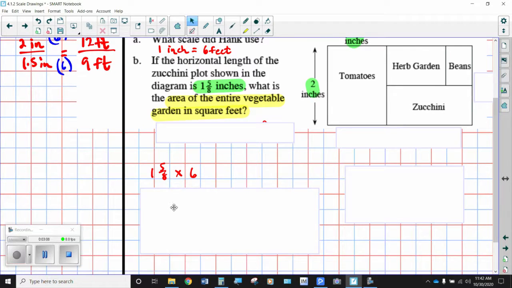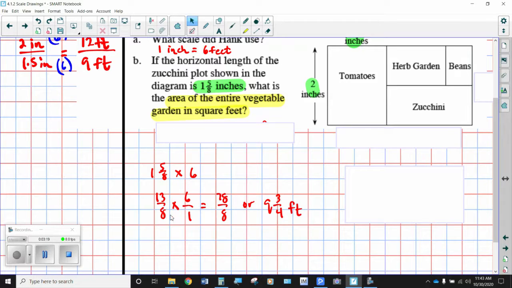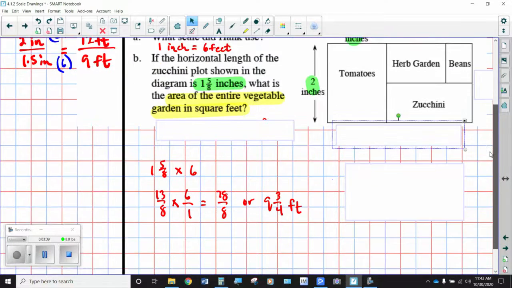You could use a calculator, or we could do our fraction operations. When you multiply 6 times 1 5/8, you're actually multiplying it times 13/8, and 13 times 6 is 78, over 8. 78 divided by 8 ends up being 9 3/4, or 9.75. So the zucchini section is 9.75, and we have to add that to this dimension of the tomatoes, which up top said it was 9 feet wide.